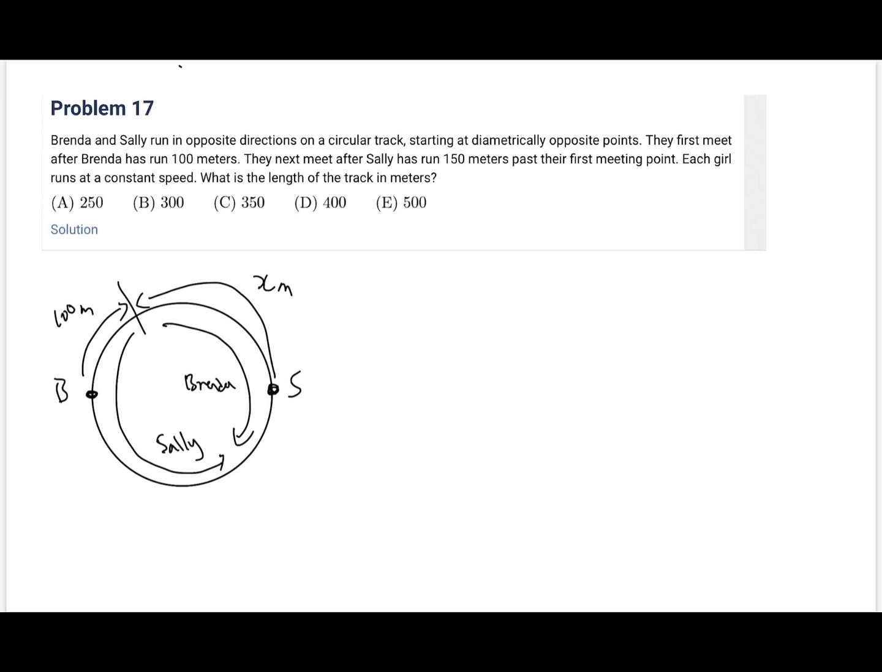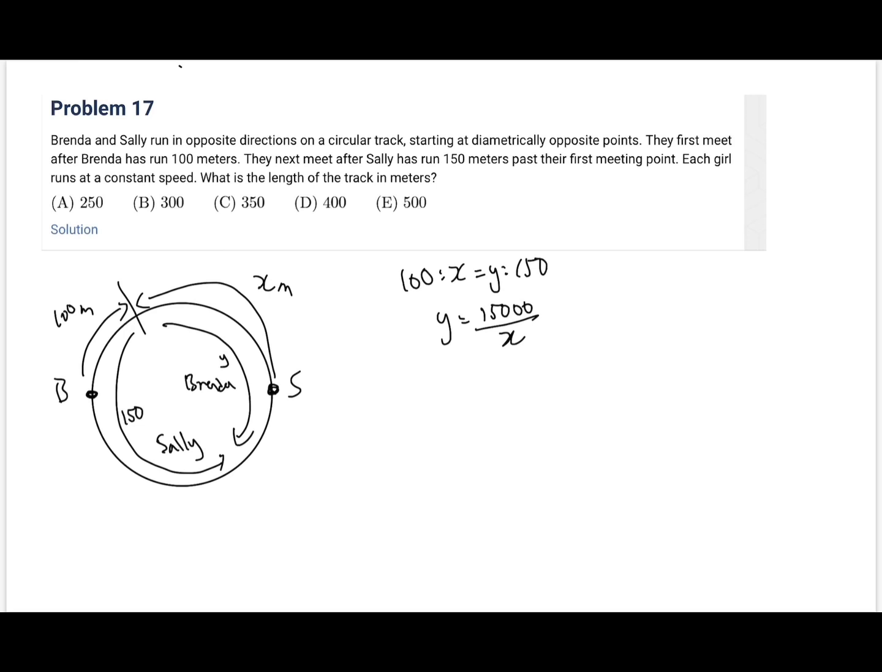And so this would be, Sally would run 150 meters, and let's say this is y. So 100 to x equals y to 150, right? And so y equals 150 times 100 over x. So what's the length of the track in meters?